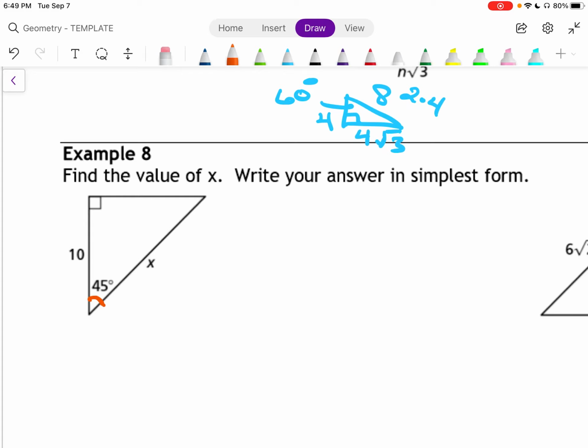Because this one's 45 degrees, we could use the fact that triangle angles add up to 180 to figure out that this one's also 45. So it's a 45, 45, 90 triangle, and the hypotenuse will be 10 root 2 using our theorem listed above. And there we are. That's all the work.